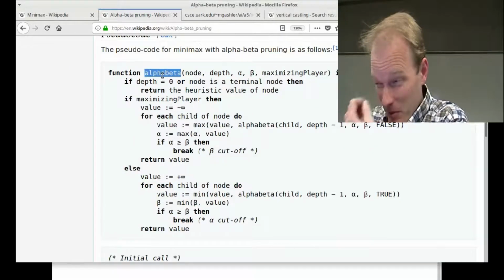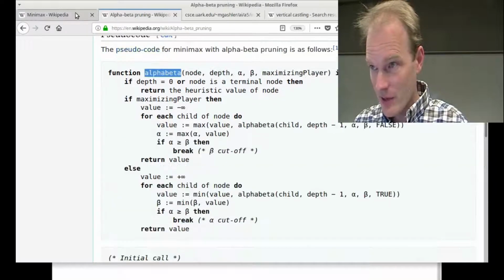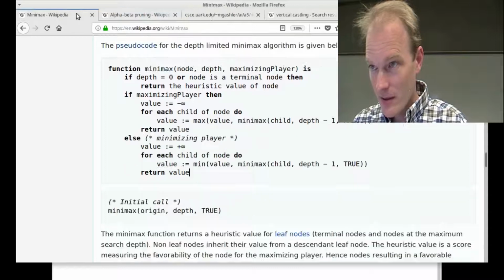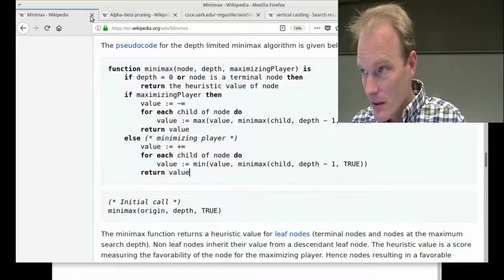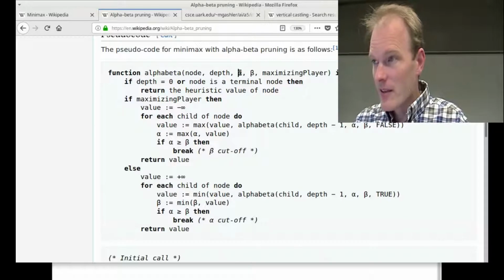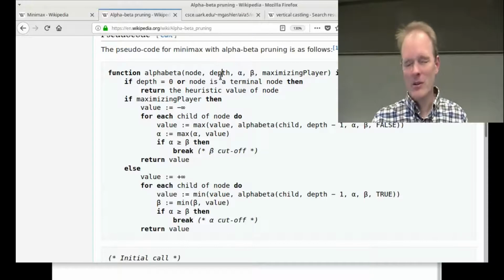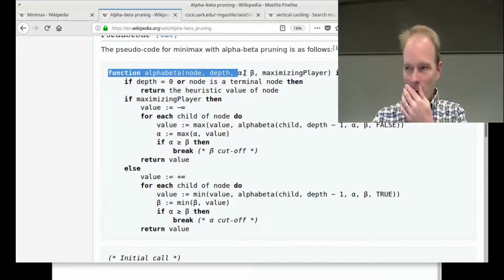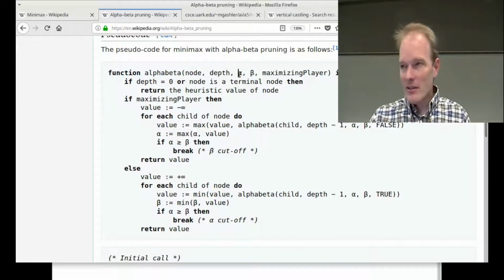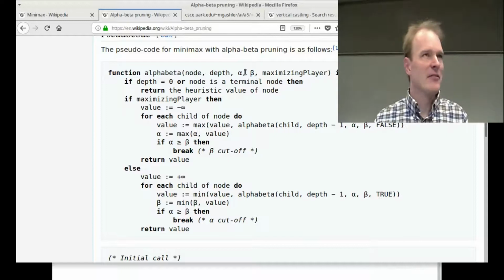Here's the alpha beta pruning pseudocode. Just for comparison's sake, let's find the actual differences between these two algorithms. The difference is alpha beta pruning has these two variables named alpha and beta, or two parameters, excuse me. These are Greek letters. This is the Greek letter alpha. It looks a lot like the letter A. This is the Greek letter beta. It looks a lot like a B, or an SZ if you speak German.